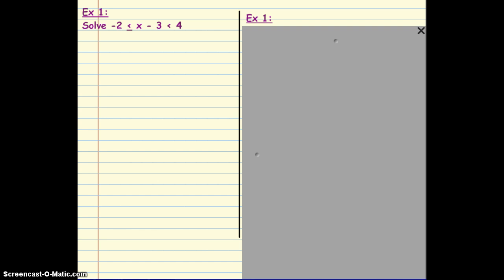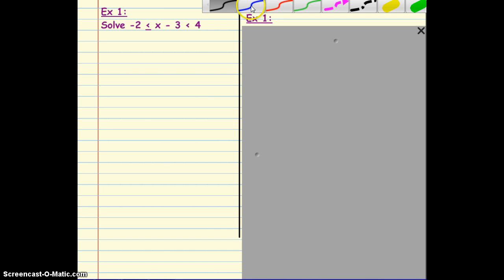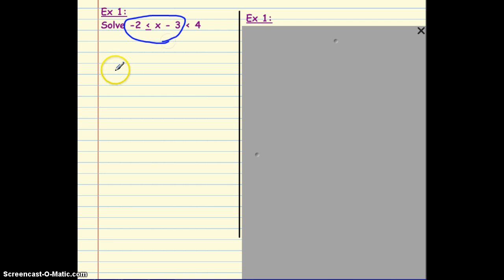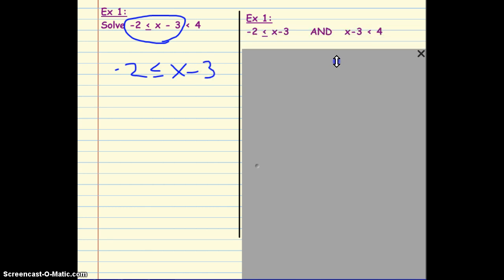Alright. Example number 1, we are going to solve -2 is less than or equal to x minus 3, which is less than 4. This is kind of a complex one to begin with, which is kind of fun. And what we can do is we can break this into two parts. We can take a look and solve this part of -2 is less than or equal to x minus 3. And that's just like the other day, so we're going to go ahead and solve those.